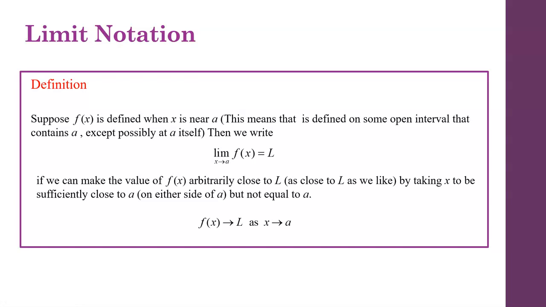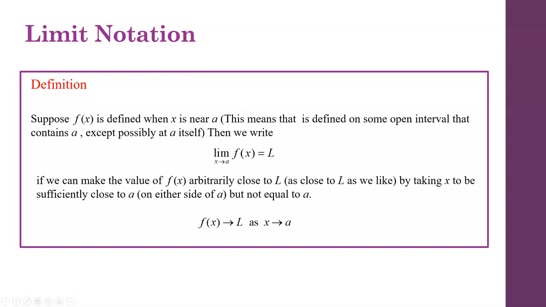So as we look at our functions, we are going to look at values that are close to 4 seconds, for example, but not 4 seconds itself. Then this is what we will write: the limit as x gets close to a of f of x, or the limit of f of x as x approaches a, is L. We write this notation if we can make the value of f of x arbitrarily close to L. That means no matter how close we want to be, I can find an x value that will let me get that close.